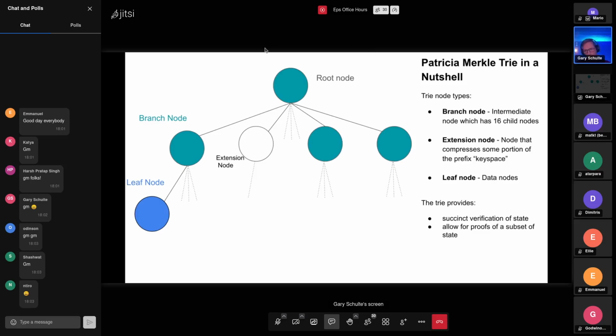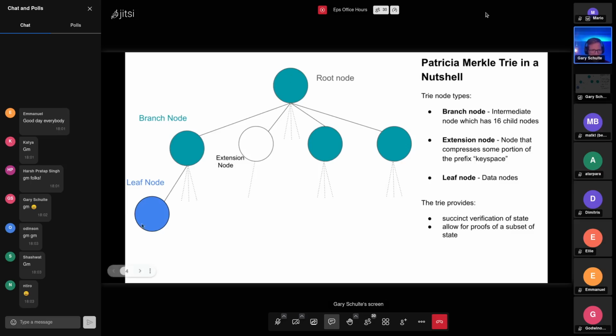There are extension nodes. In this diagram, these are the extension nodes. They compress some portion of the key space. Like if you have a deep section of the tree that doesn't have any branches until you get some significant depth into the tree, and then you get the path differentiated for these leaf nodes. What that's going to do is compress that path space so that you don't end up with an unnecessarily deep tree. That's the Patricia portion of the Patricia Merkle tree.